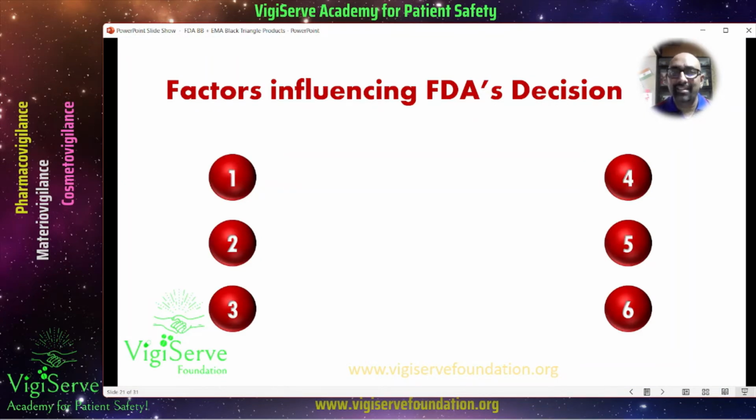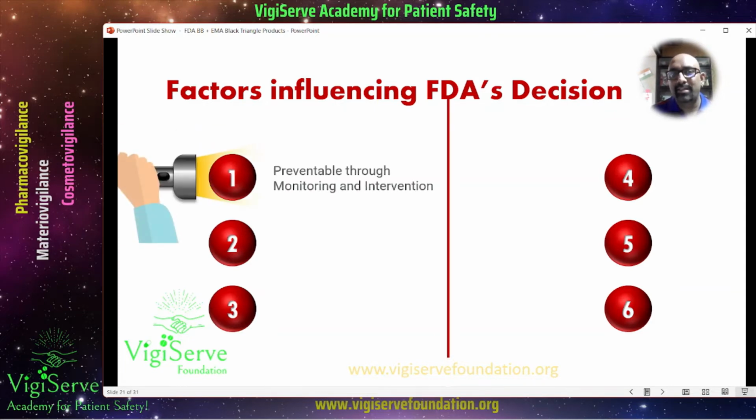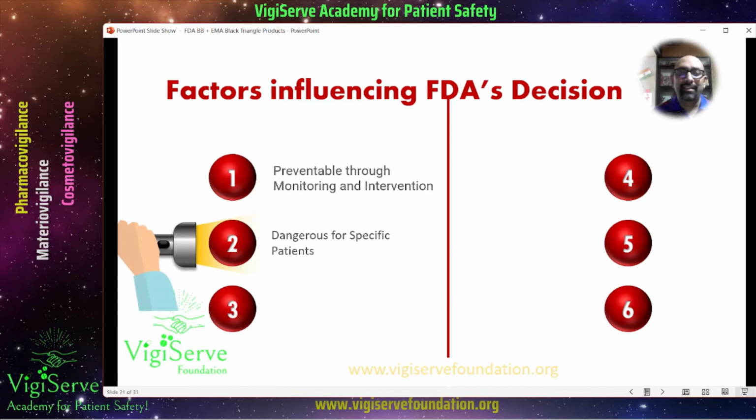So what are the factors that influence the FDA's decision for a black box warning? First and foremost, it is whether the adverse event is preventable through monitoring and intervention. Based on that, they would decide, yes, if it is preventable, then okay. If it is not preventable, then they can even consider harsh decisions, right? Harsh decisions.